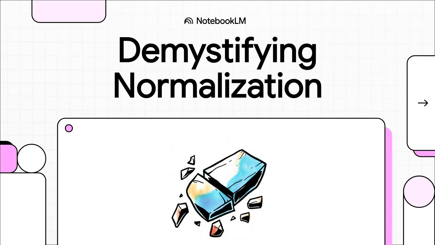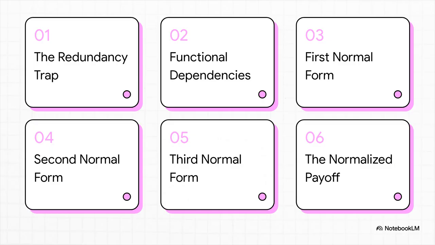Welcome to The Explainer. Today, we're going to tackle a topic that sounds super complex but is really about one simple thing: tidying up your data. We're diving into database normalization, which is just a fancy way of saying we're turning digital chaos into clean, organized, and super efficient information. Okay, so here's the game plan.